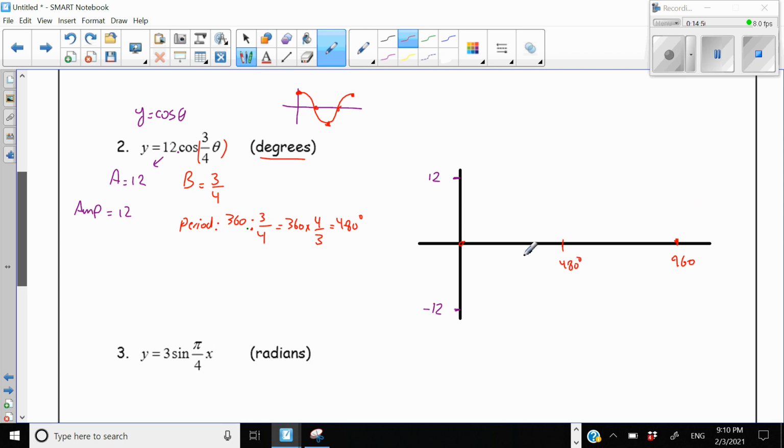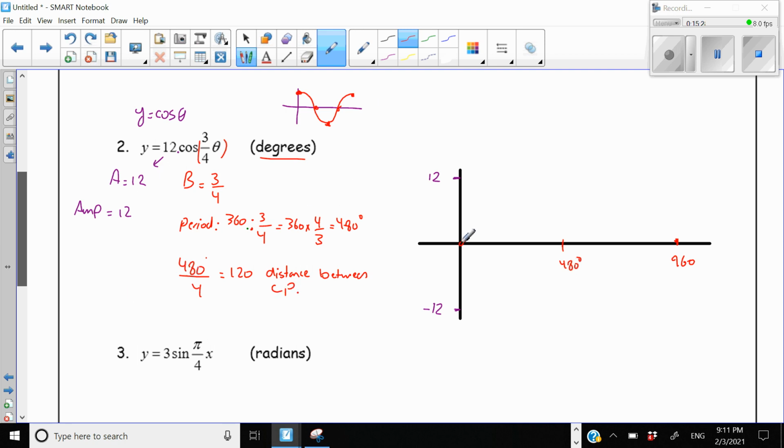The next thing that I need to find is the critical points. If I find the critical points, then I will be able to graph my function. How do I find critical points? Divide the period by 4. So 480 is my new period. I divide that by 4 and it will be equal to 120. 120 is the distance between critical points. So how do I find the critical points themselves?